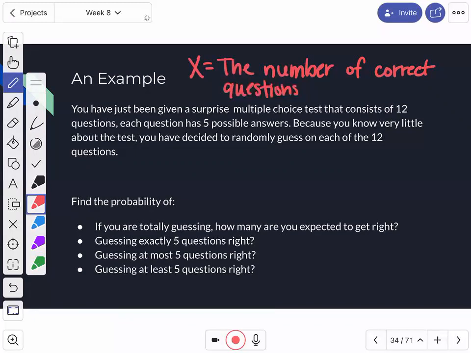Why is it discrete? Because you can only get one right or one wrong. You can't get half of one. We can only get whole numbers here, right? There are no partial correct answers. Either you get it right or you get it wrong. Good job. So this is going to be a discrete random variable we're talking about.